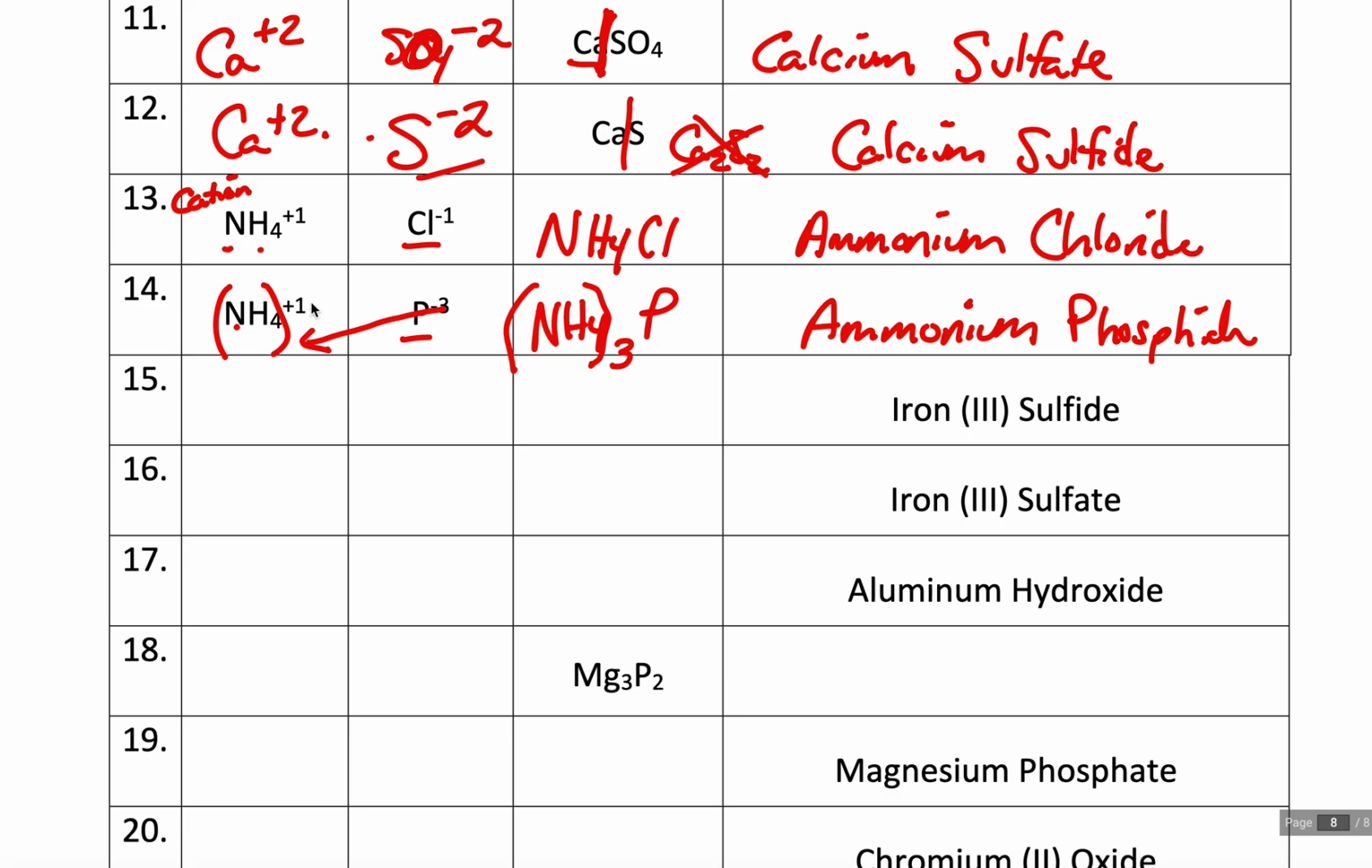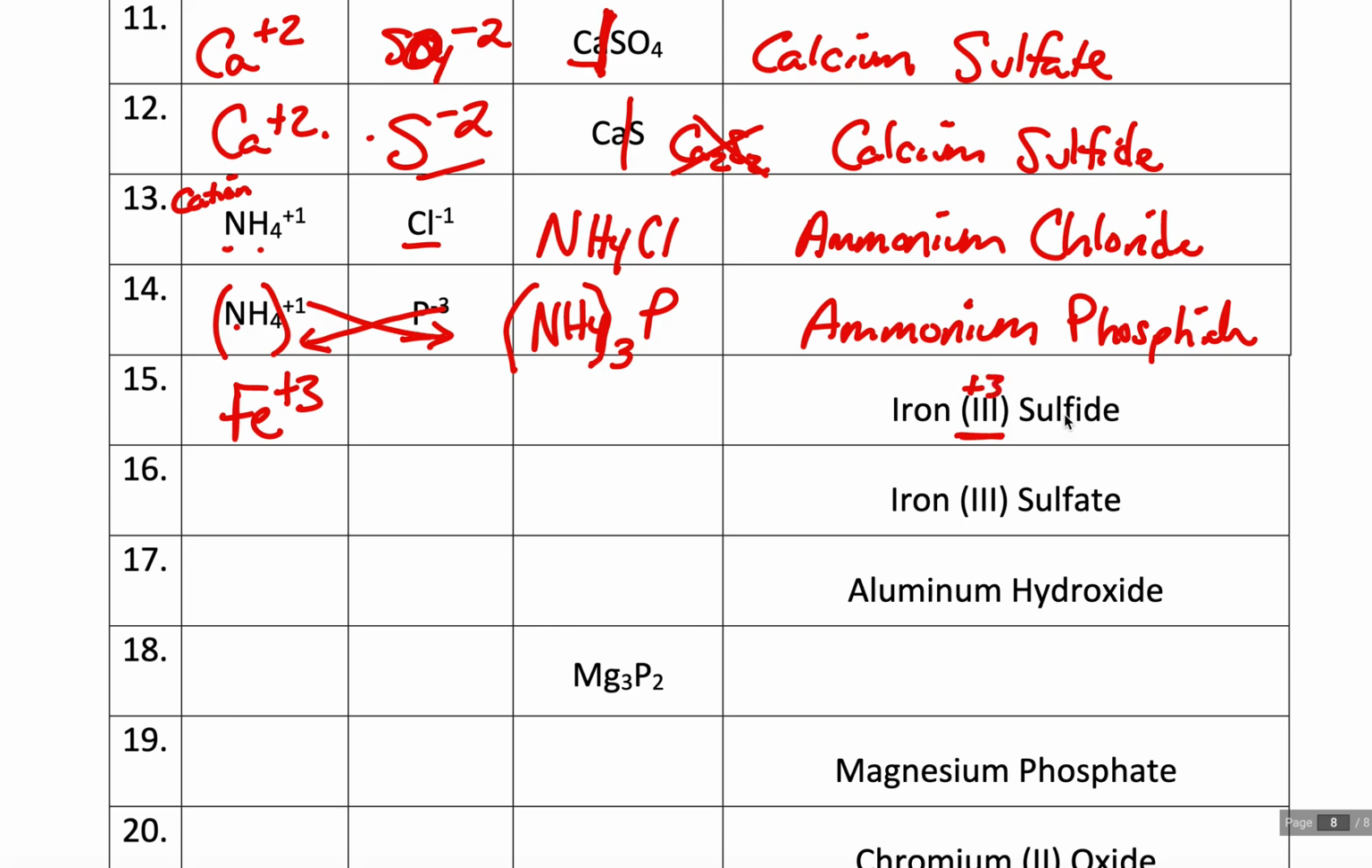Now the 1 from the ammonium goes after the phosphorus, so we don't write anything. That 1 normally doesn't get written. So it's NH4 in parentheses and then a 3, because we want 3 sets of those, and then P. All right, the next one. I see a Roman numeral. I love Roman numerals, because that means I don't have to look at the periodic table. Fe plus 3. That's the charge.